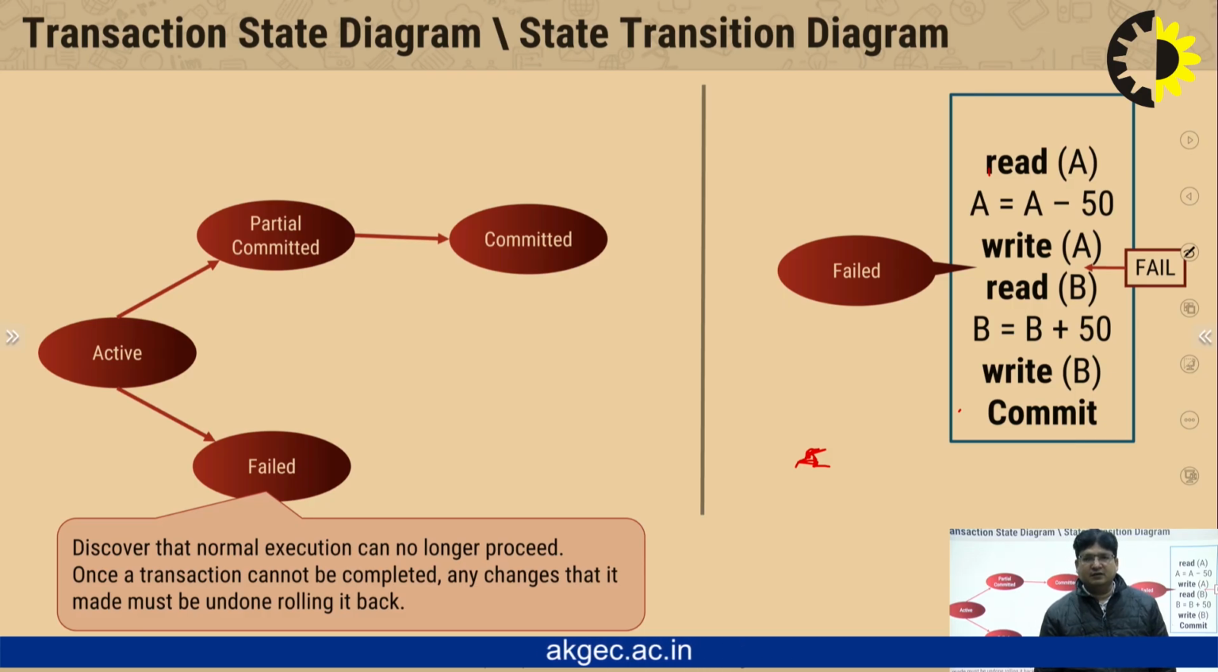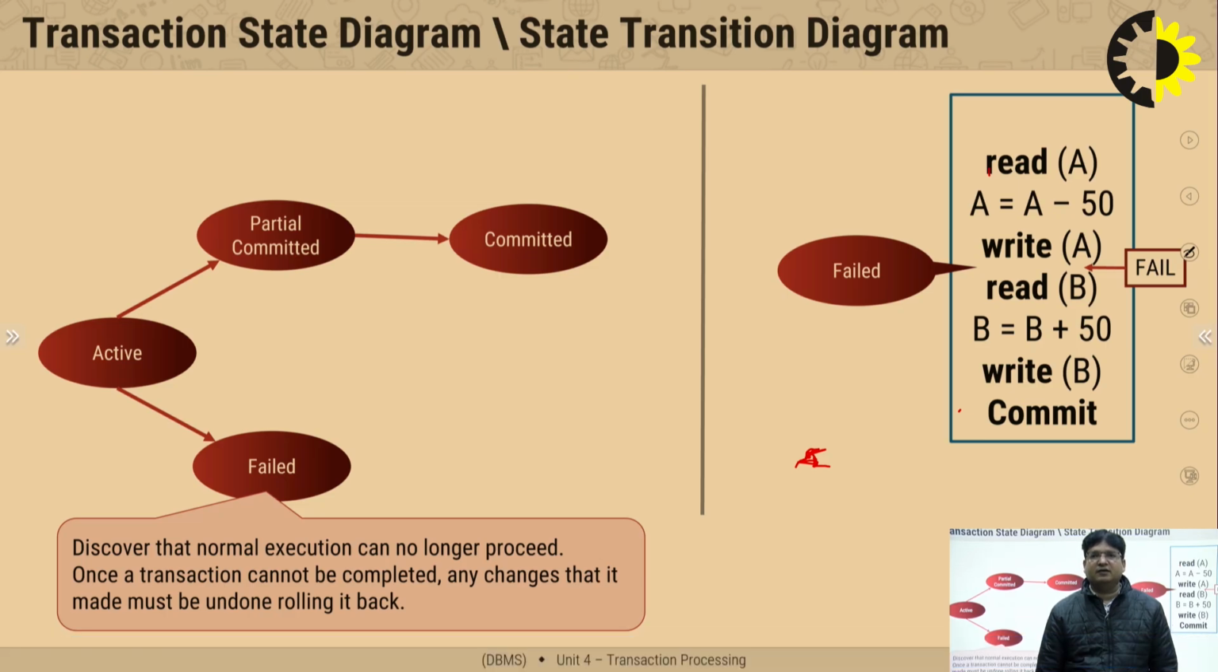Now, in our example, if after completing write A the transaction fails, then what will we do? The changed value of A must be reflected back to the previous value. That is, now the value has become 450, it must be changed back again to 500 because the failure has occurred. Now, the failure may be due to a variety of reasons.